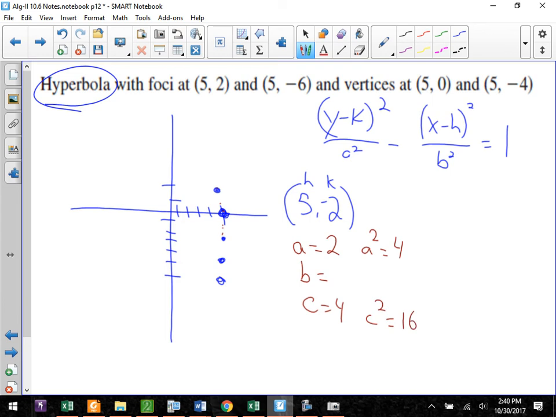Going back to how you work with a squareds and b squareds when you have your hyperbola, remember, it's always going to be the opposite sign of the conic. Our conic has a negative, which means it's going to be a squared plus b squared. So 4 plus what is 16? Okay. So your answer works out to be y plus 2 quantity squared over 4 minus x minus 5 quantity squared over 12.